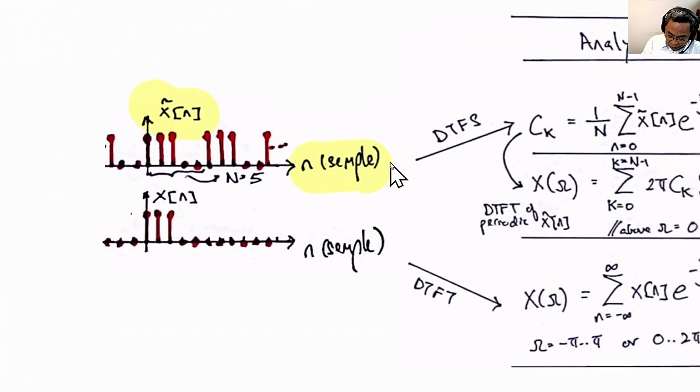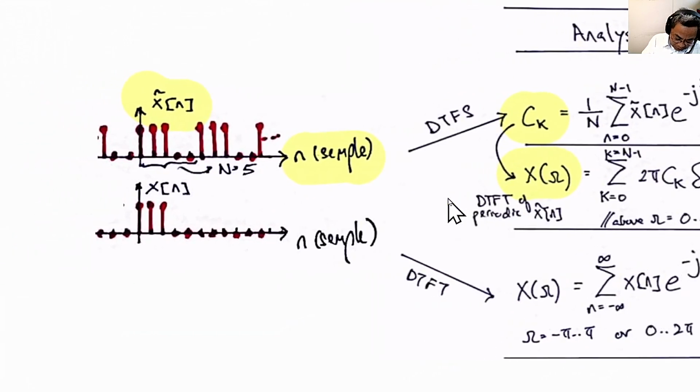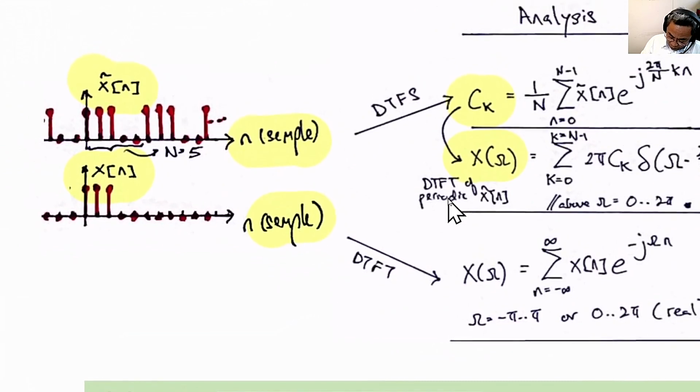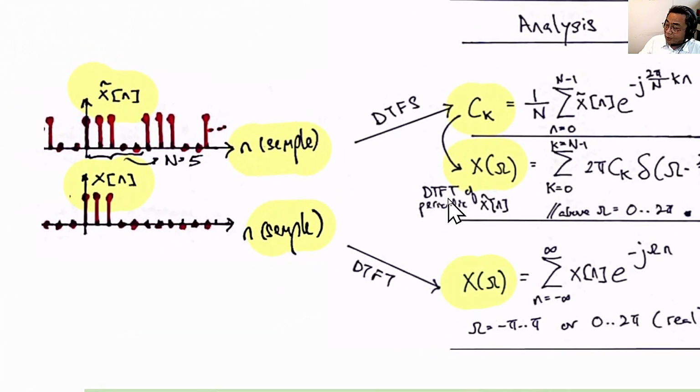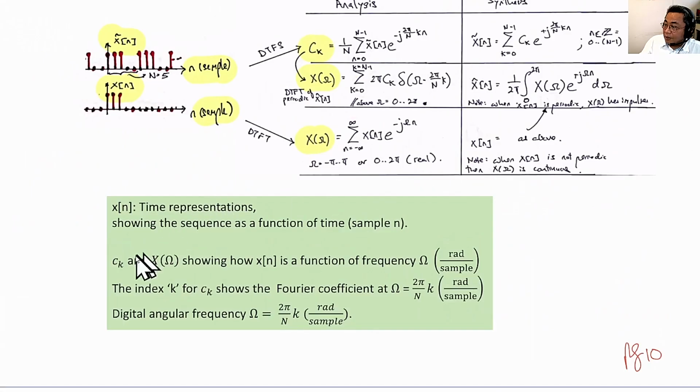What about frequency representation? Well, we say that we convert, let's say, this periodic signal to ck and x of omega, and for an aperiodic signal we convert it only to x of omega. So why do we think of this as the frequency representation of x? Well, the idea is this: ck's and x of omega are showing x of n as a function of frequency.